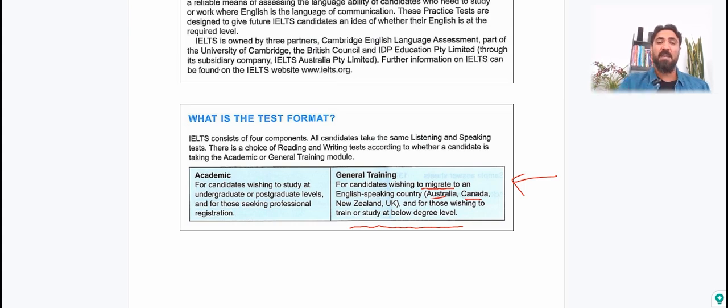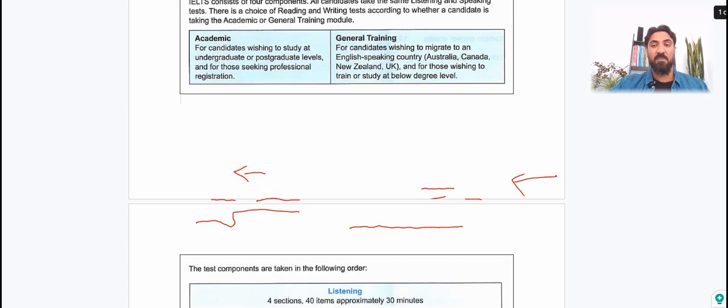But on the other hand, the academic testing system is used for students who want to study at an undergraduate or postgraduate level, and for those students who are seeking a professional registration in an English-speaking country or at a university. So that is the main difference of the two types of IELTS, which we will work on both in these courses.